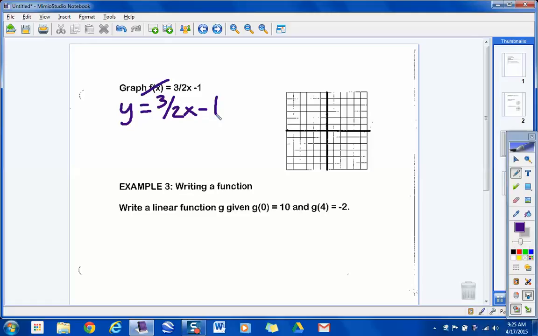Put -1 on the y. Negative 1 here. Good. And then up 3 over 2. From there, your rise and run is 3 over 2. So rise 1, 2, 3, and run 2. Boom. And those 2 points determine that function right there. Okay.